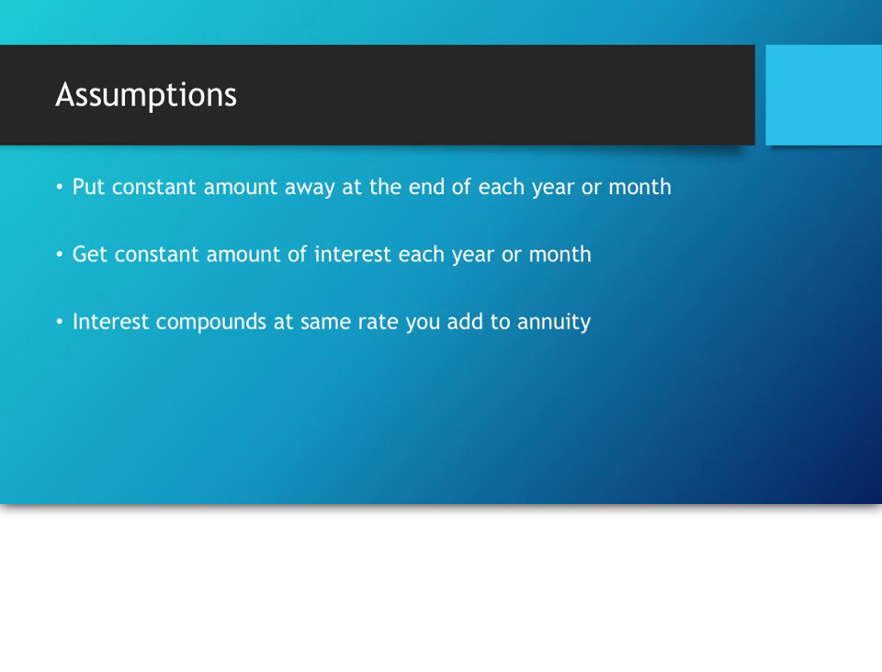So if I add to my annuity each year, then it's going to compound yearly. And if I add to my annuity each month, then it's going to compound monthly. This doesn't have to be the case in real life, but it makes the calculations a lot nicer. And especially when we talk about loans or some sort of a bank tool, that's really what's going to happen.